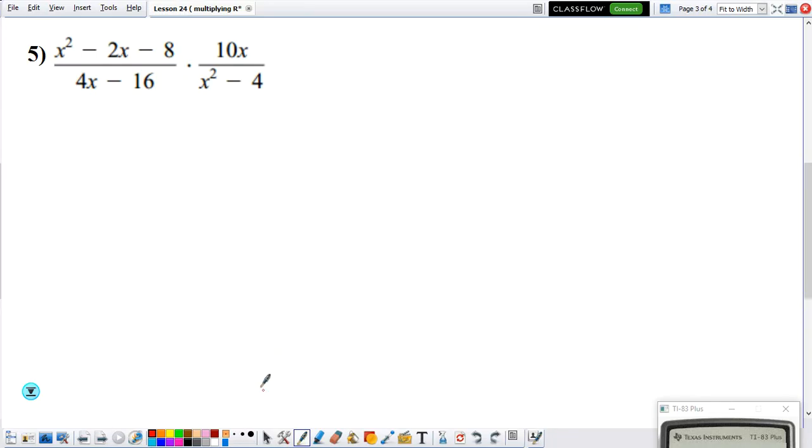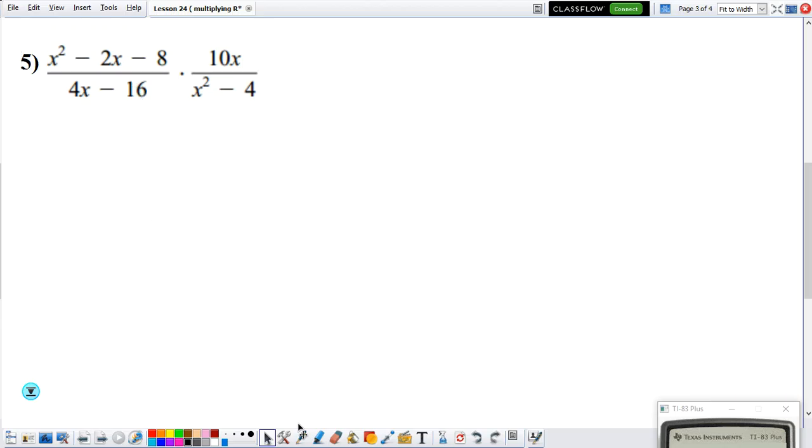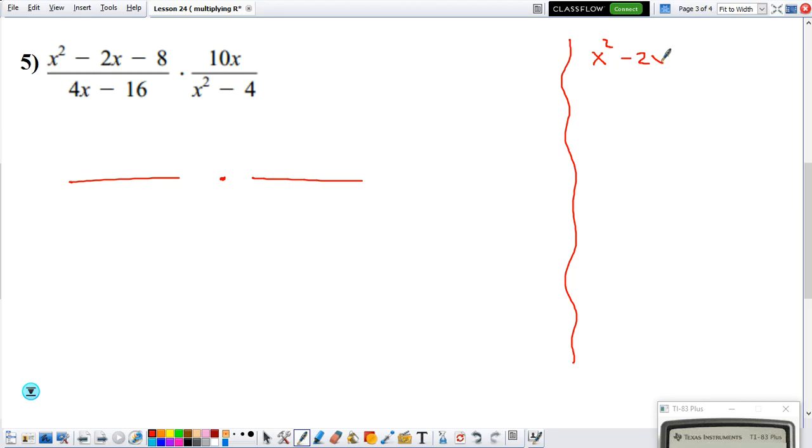Now let's look at example 5. Example 5, it looks difficult, it's fine. We're going to apply the same idea here. Can I factor anything out? Well, let's see. Again, let's do the factoring here on the side. So let's see, can I factor x squared minus 2x minus 8? So I have x squared minus 2x minus 8.